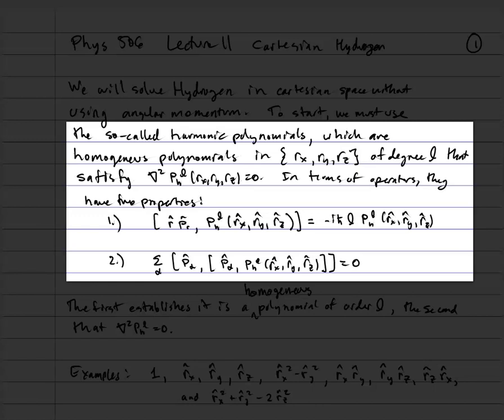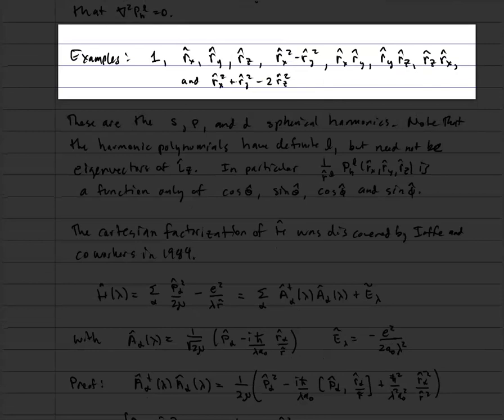All right, so examples of harmonic polynomials are a constant 1, Rx, Ry, Rz. Those are the first order ones. L equals 2 are Rx squared minus Ry squared, Rx Ry, Ry Rz, Rz Rx, and Rx squared plus Ry squared minus 2 Rz squared.